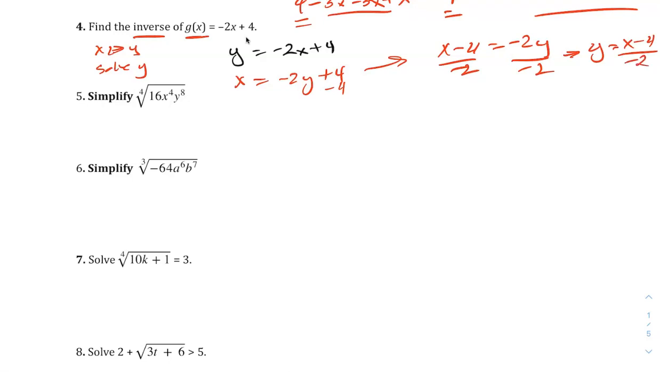You can also separate if you want. Now again, that is correct. That's the inverse. But you probably want to write it with the inverse notation. G of negative 1 power equals x minus 4 over negative 2. So that's proper notation.